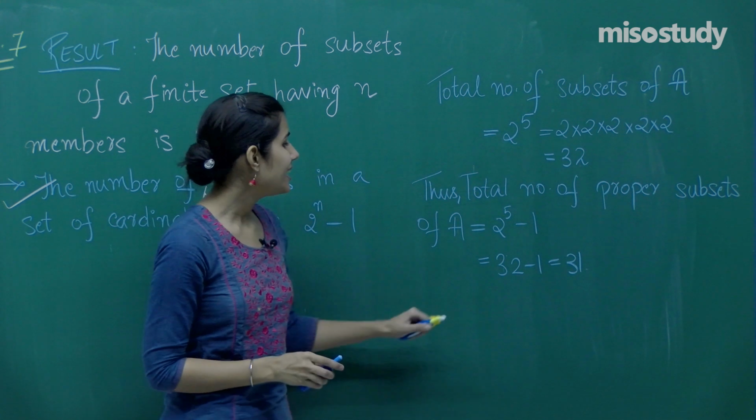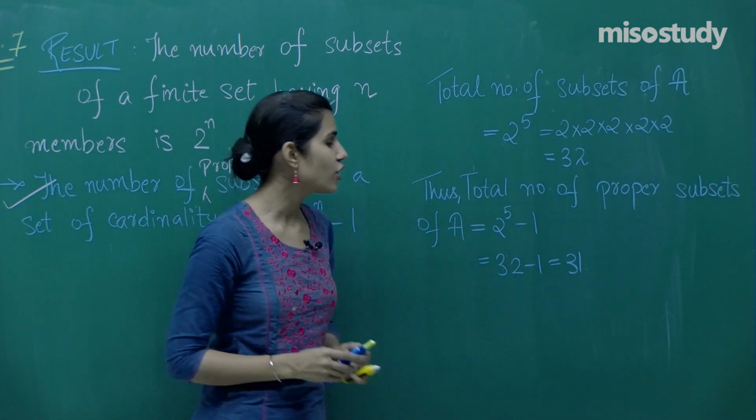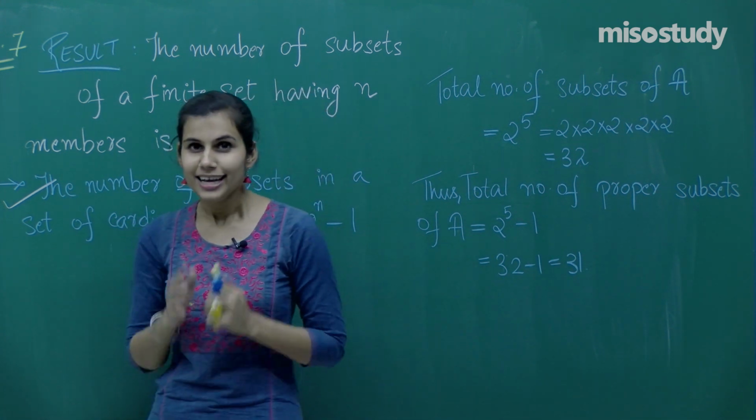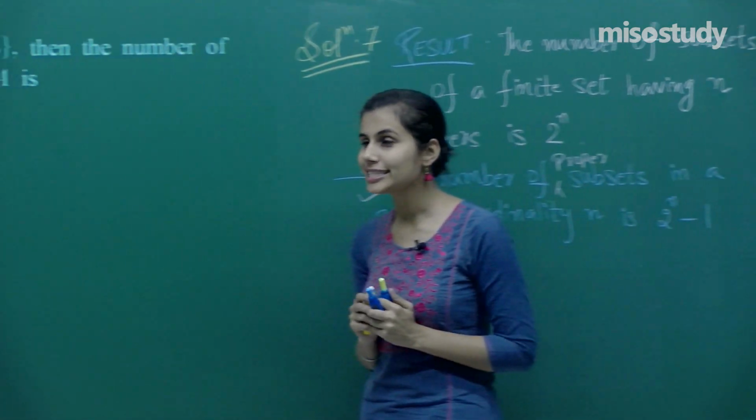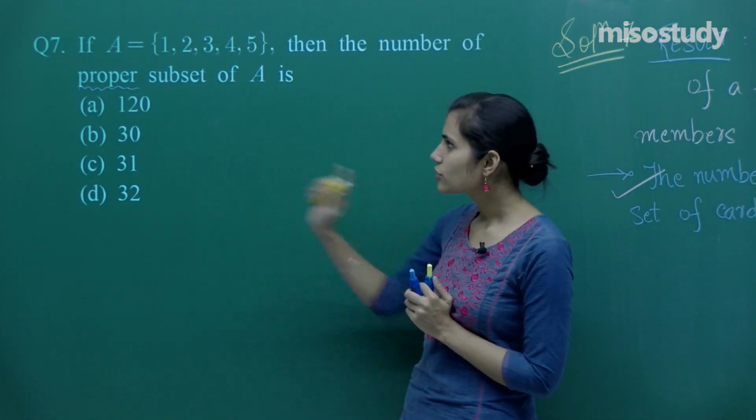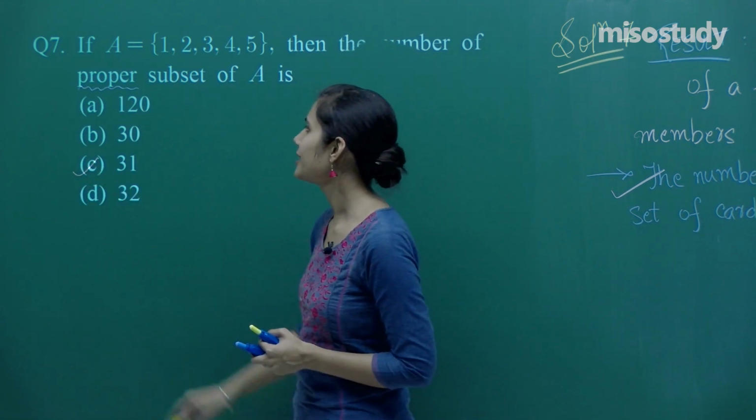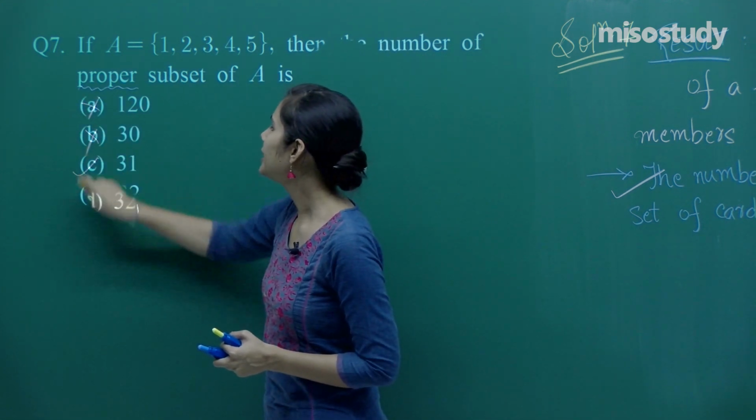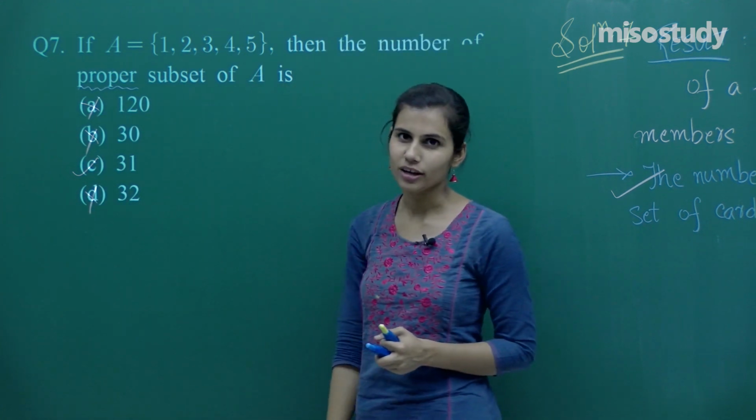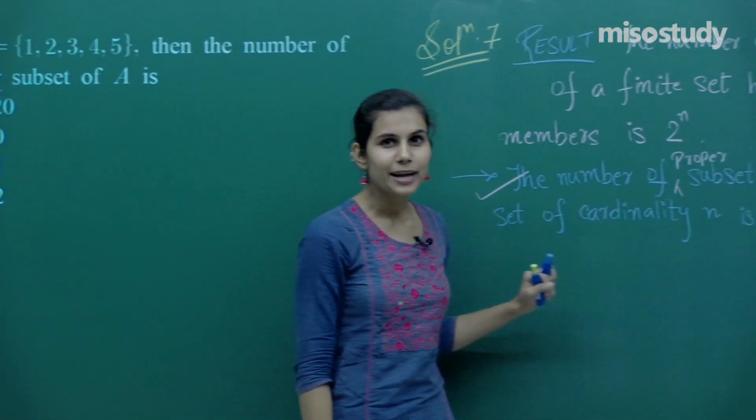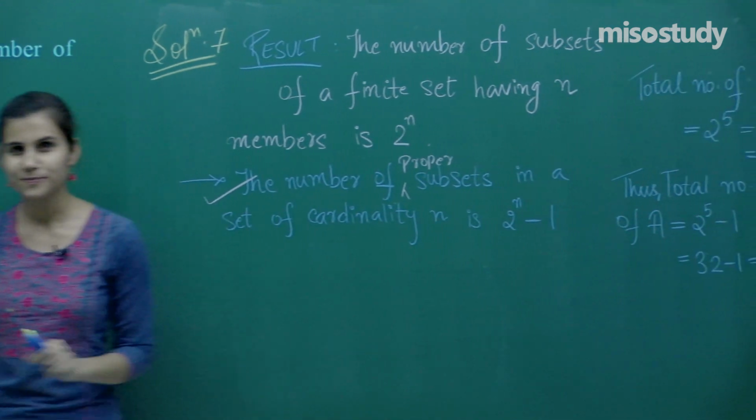This is when I have the total number of proper subsets of A. Let's find out if 31 is there in the options. Well, it's right there sitting at option number C, and therefore 31 is correct. Option number A, B and D are wrong. Quickly note this down and be ready for the next question.